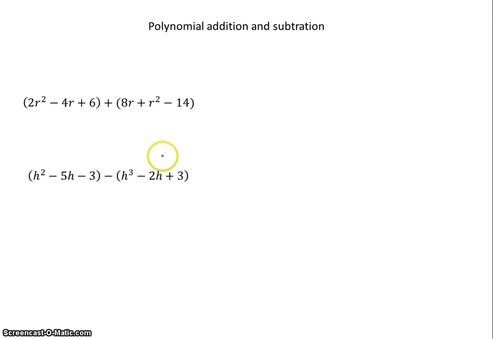This is part 2 of math skills for the GED. Okay, this one we're simply doing polynomial addition and subtraction. And what we want to do is combine like terms.